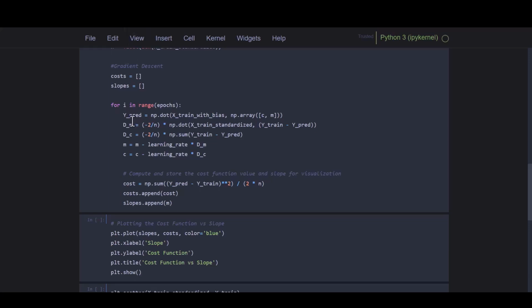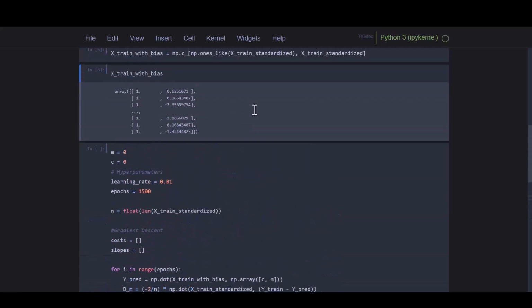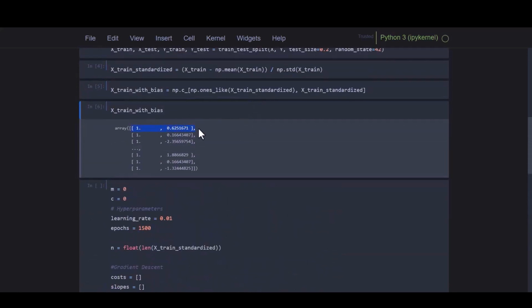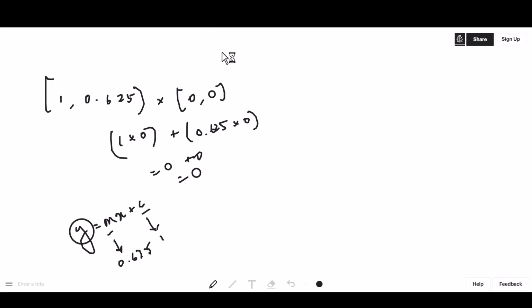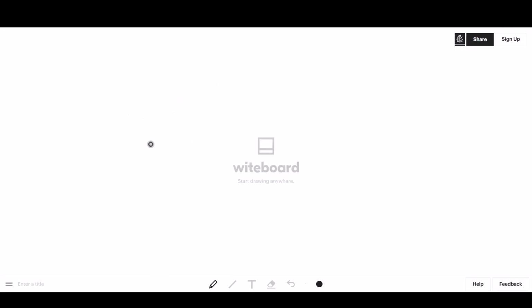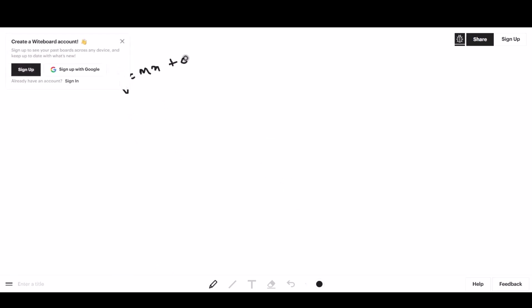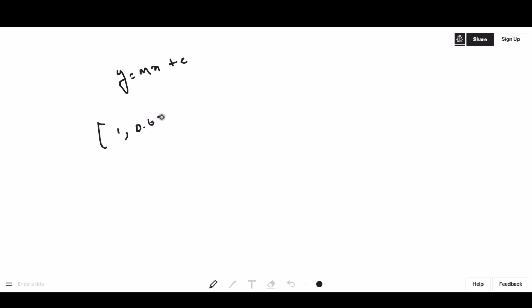Now we are going to get the predicted values. For that we are going to multiply the X_train values with our slope and intercept value that we gave manually. So this line means that we are going to multiply this particular feature with our slope and the intercept values that we gave manually. So we are going to do matrix multiplication here. The equation of the best fit line that we are going to generate will be y equal to mx plus c. So here we have the values 1, 0.625.